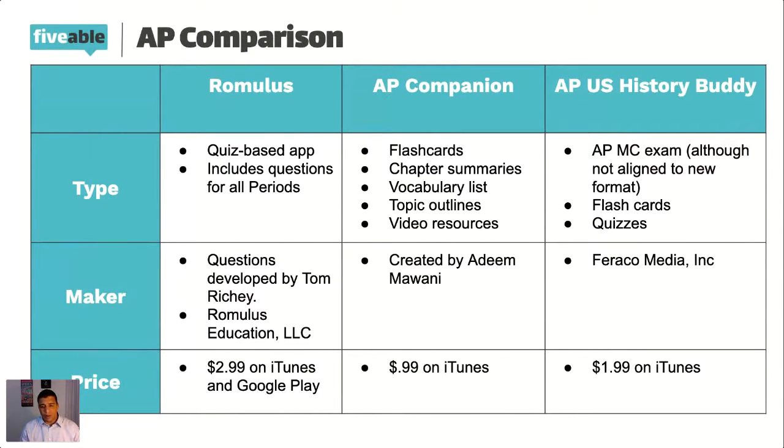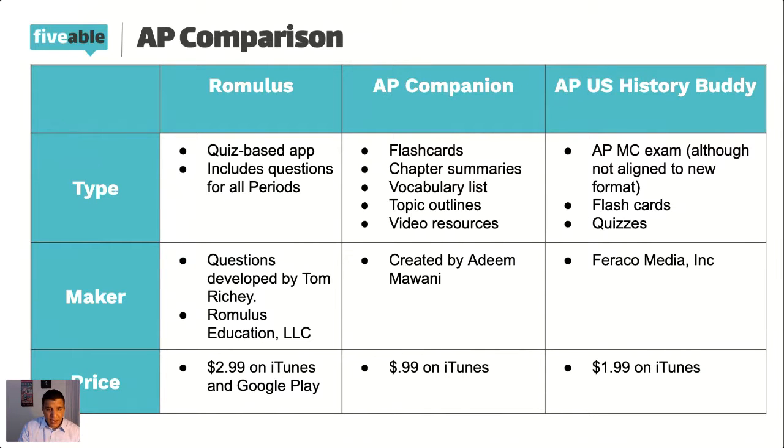So as students, you have a choice. You don't have to buy all three apps. I just want to give you an overview. Romulus is a quiz-based app. It includes questions from all periods. They were developed by Tom Ritchie. Their questions are really good, but it doesn't follow the format of the AP test. Romulus Education is an LLC. That means they have multiple licenses on different apps, and it's $2.99 on iTunes.